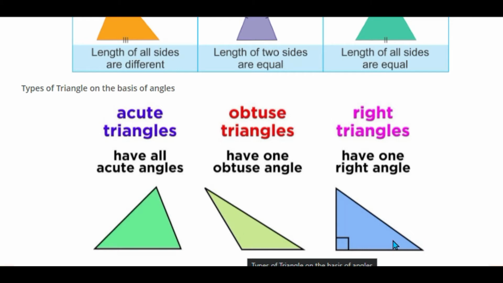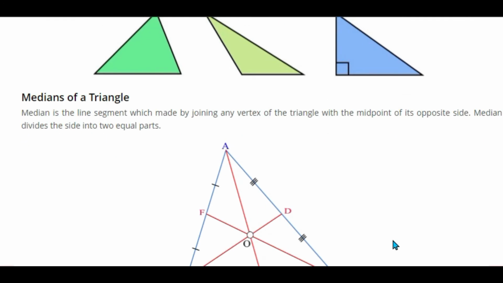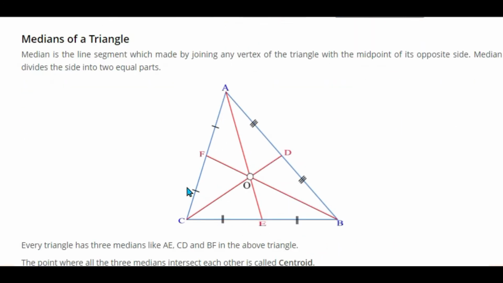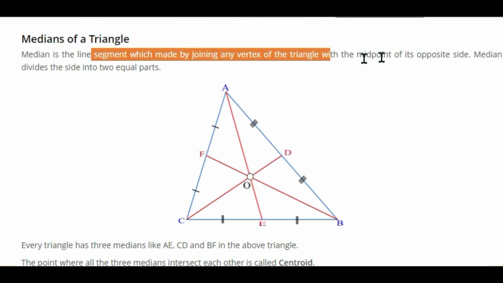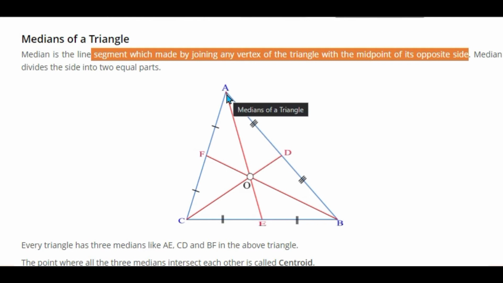Now, what are medians of a triangle? This definition is very important. A median is the line made by joining any vertex of the triangle with the midpoint of the opposite side. It is a line segment made by joining any vertex. So let's take vertex A, with the midpoint of the opposite side. So what is opposite of A? CB. Am I clear? What is the opposite of A? CB.